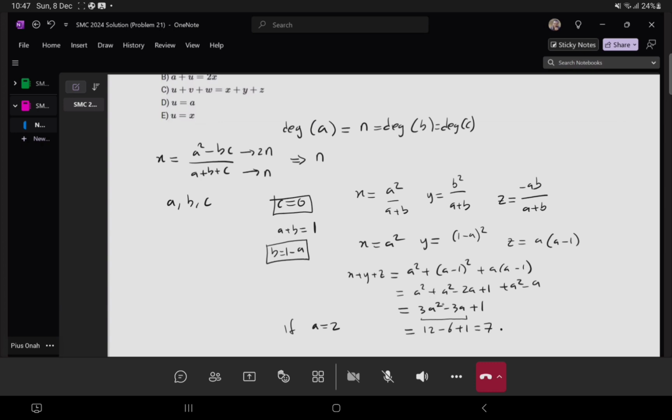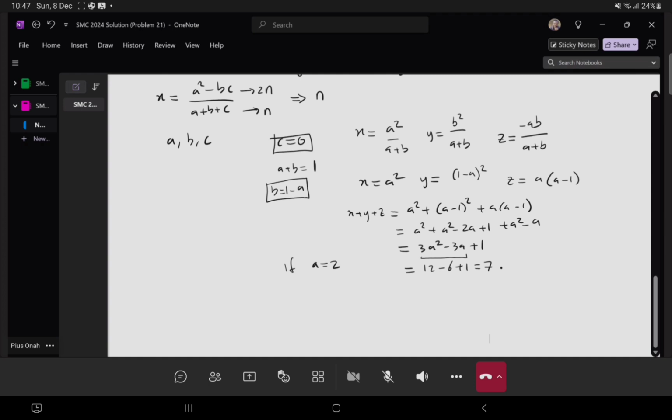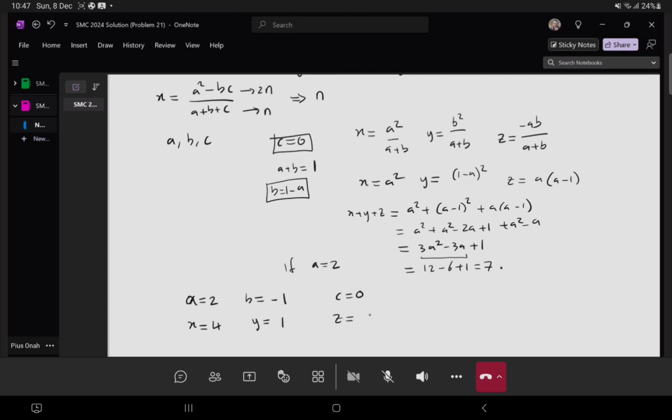Should we finish along this track, or should I just... Yeah. Let's finish along this track and see what happens. Let's see. All right, so then let's rewrite A. Now, X is A squared, so that is 4. Y is 1 minus A, that's B squared, which is 1. Z is A into A minus 1, so that's 2 times 1, so this is 2.